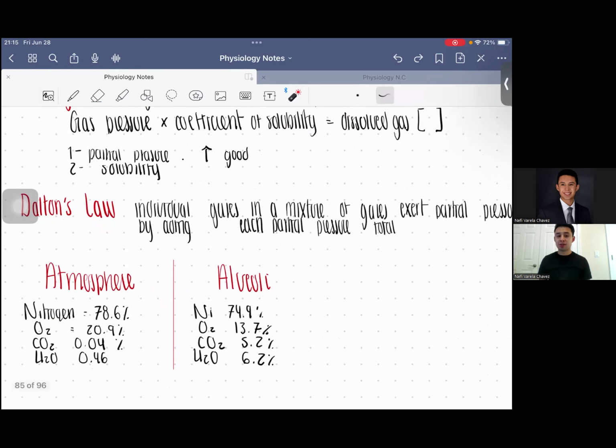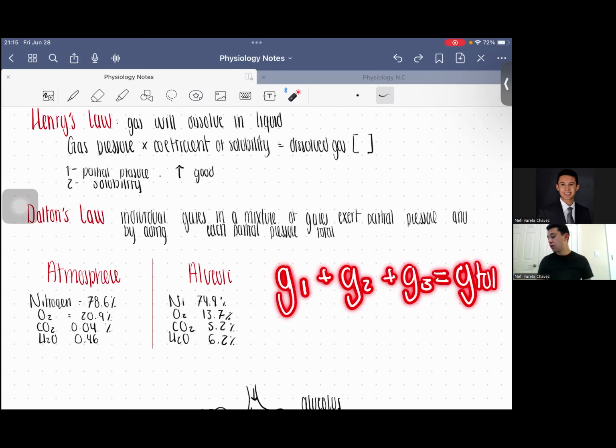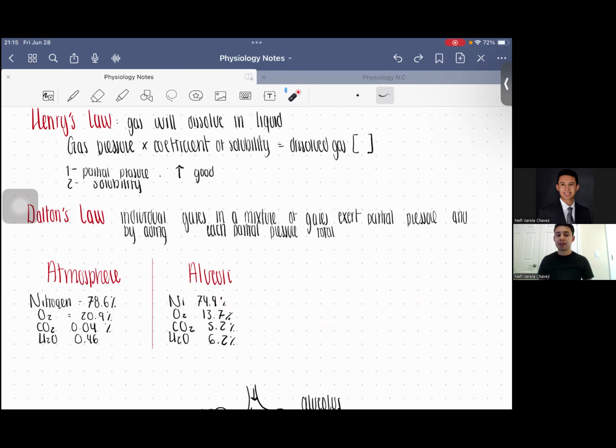The second one is Dalton's law. This law explains that in a mixture of gases, all the individual partial pressures of each gas contribute to the total pressure. I don't know if that makes sense. So let's say gas 1 plus gas 2 plus gas 3 equals gas total. That's what this formula is saying.